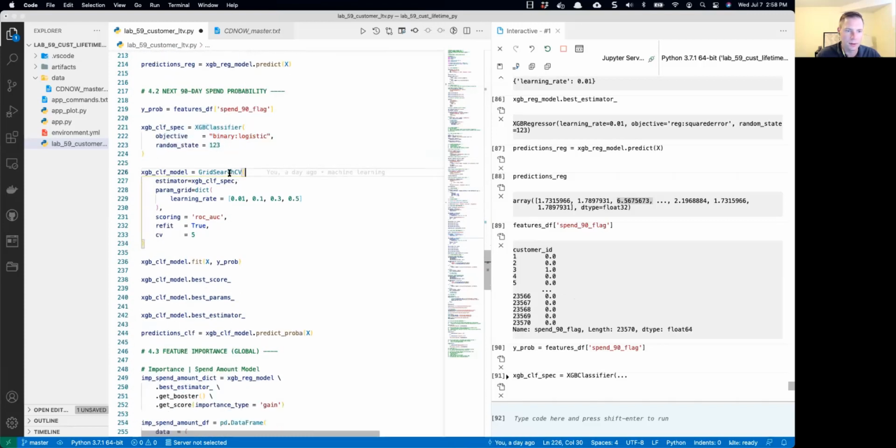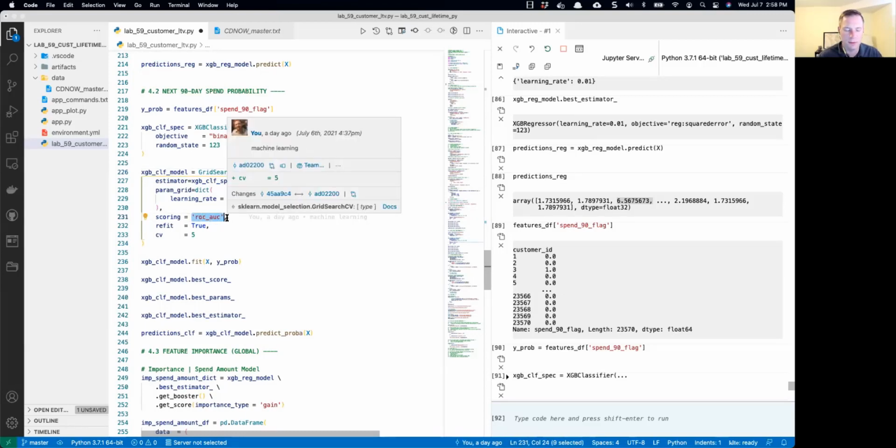We're going to do grid search CV. Most of this stays the same. The key difference here is our scoring metric is now going to change. Instead of looking at mean absolute error, what we're going to be looking at is AUC, which stands for area under the curve. I'm going to run this again.